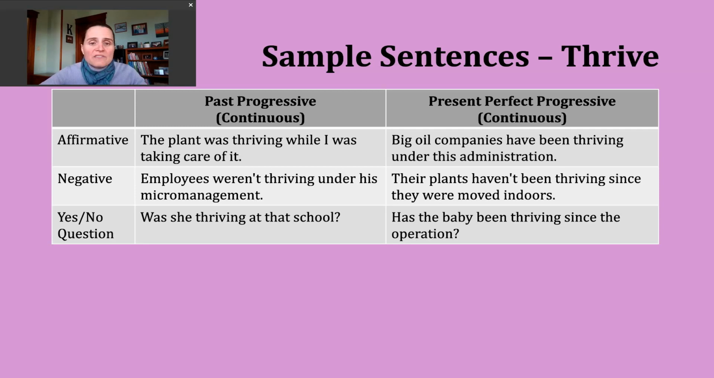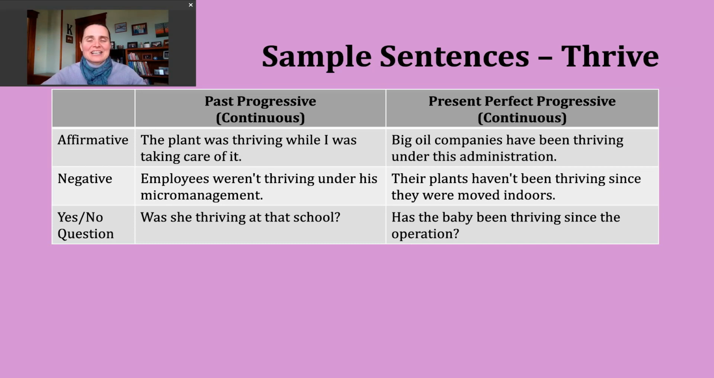Employees weren't thriving under his micromanagement. Okay? Maybe you've worked for someone who looks very closely, tells you every little thing to do and how to do it. Some people would use this word, micromanagement. So every little thing is under that person's control. But here we're saying employees were not growing. Maybe they weren't doing good work. They weren't flourishing.